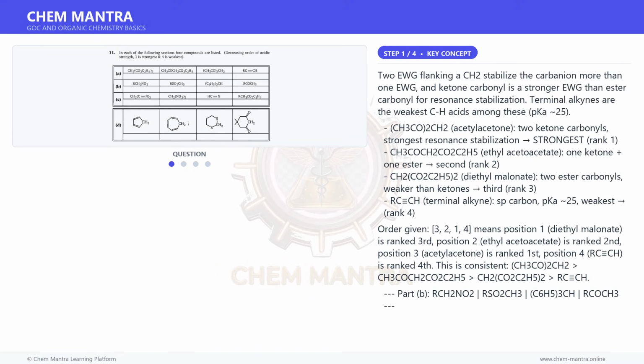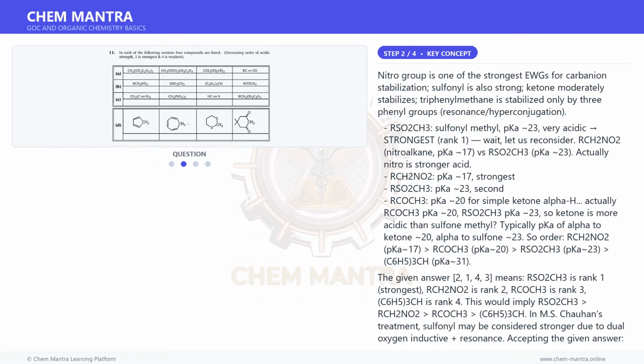Part B items: RCH2NO2, RSO2CH3, (C6H5)3CH, and RCOCH3. Let us first understand the key concept here. The nitro group is one of the strongest EWGs for carbanion stabilization. Sulfonyl is also strong, and ketone moderately stabilizes. Triphenylmethane is stabilized only by three phenyl groups, through resonance and hyperconjugation.